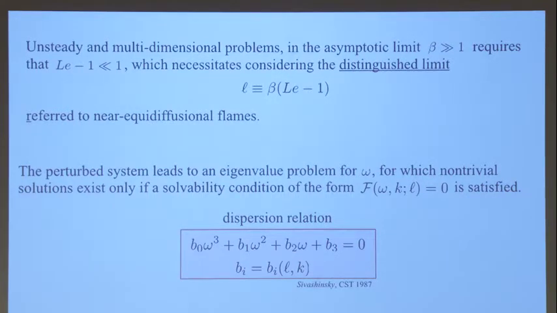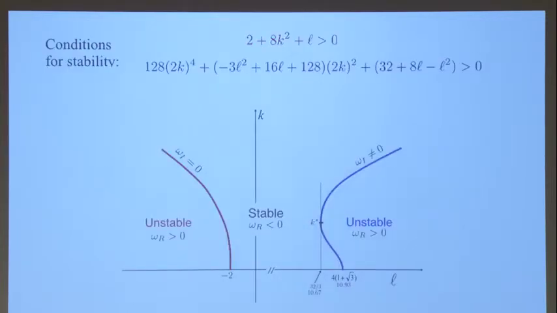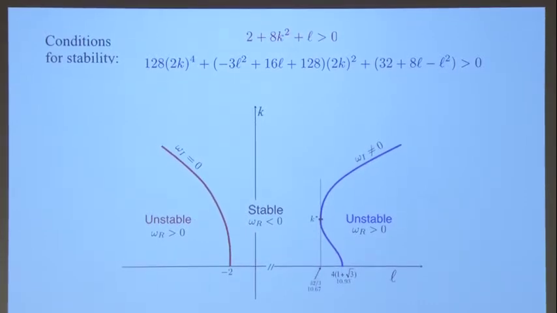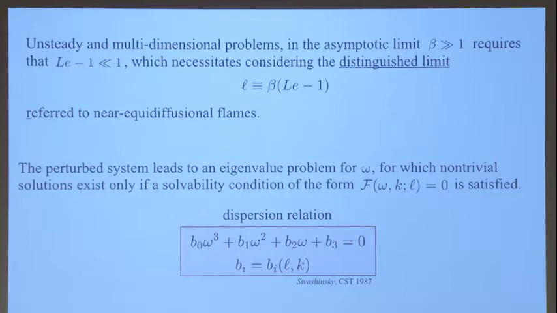Essentially, this was obtained systematically for the first time by Sivashinsky. And the next discussion is, of course, we have to take the growth rate, split it into real and imaginary parts, and see when the real part is negative, it's stable. When it's not, it's unstable. This is the answer.